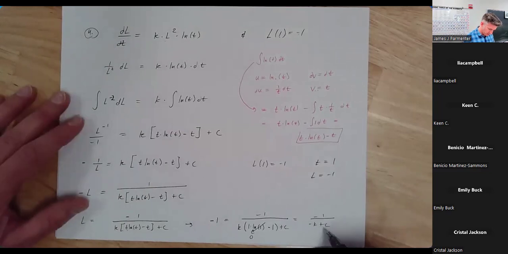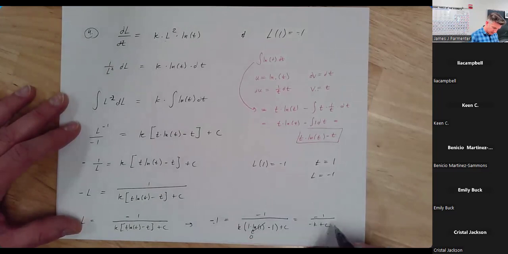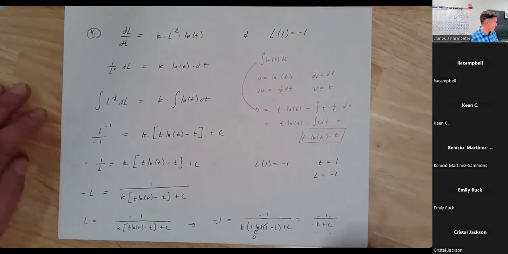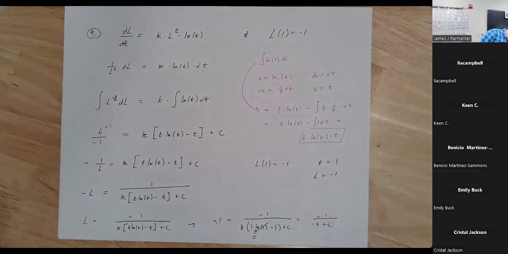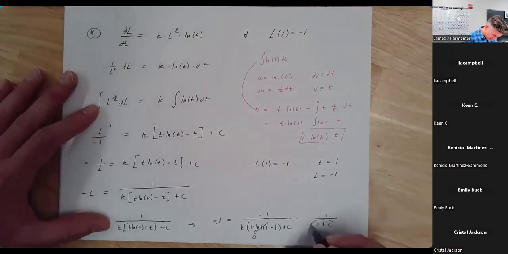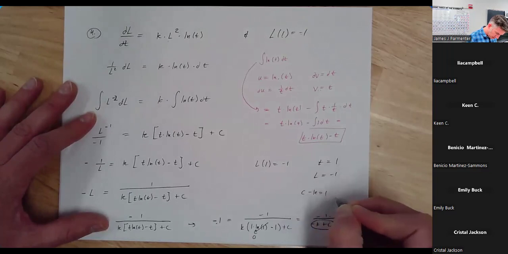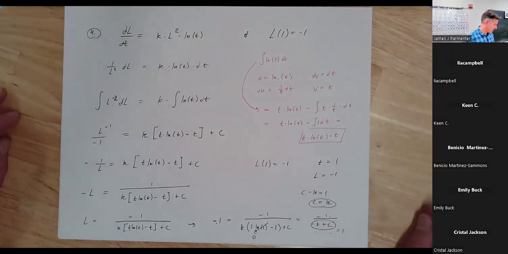So I'm going to take the reciprocal of both sides again, or really just say if -1 equals -1 over some stuff, that bottom stuff has to equal 1. And there's no other choice. I'm going to say that that has to equal 1. So then C minus K equals 1. So C equals K. I like that. I think that's great.